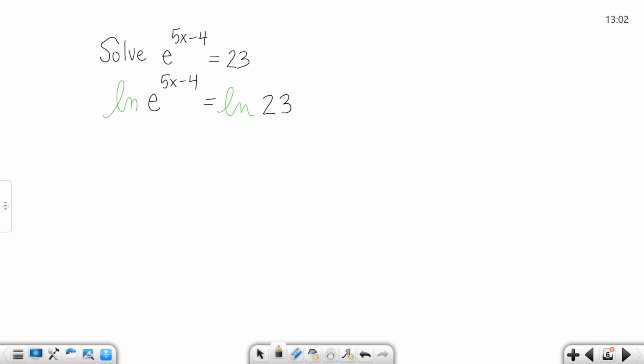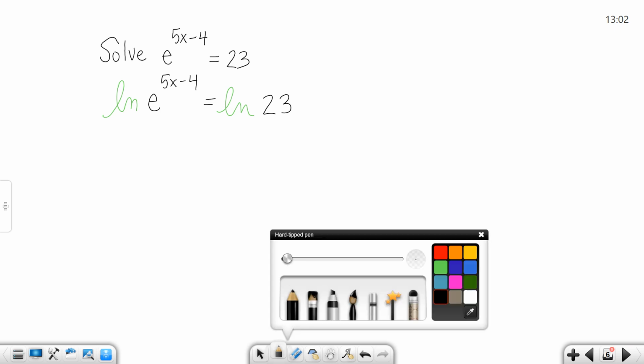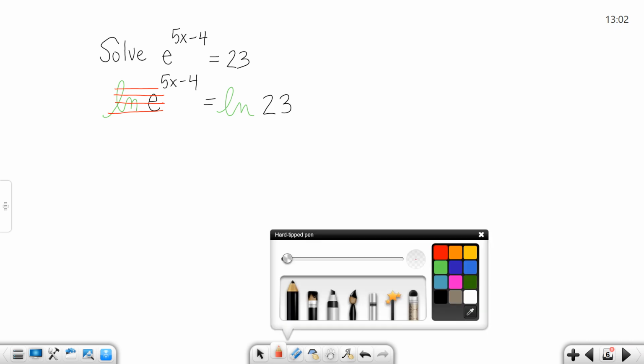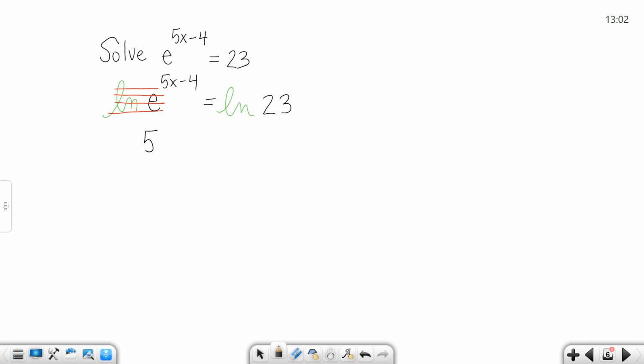So I take the natural log of e to the 5x minus 4, and I take the natural log of 23. Your next step is to use log properties to simplify. Now, there's a log property. It's been a little while since you've seen it, but remember that natural logs and e's are inverse operations. So if you have a natural log and an e together, they cancel one another out. So this is just going to leave you with 5x minus 4. A natural log and an e are inverse operations. It's kind of like multiplying and dividing by the same number. It cancels out, and that leaves you with 5x minus 4.